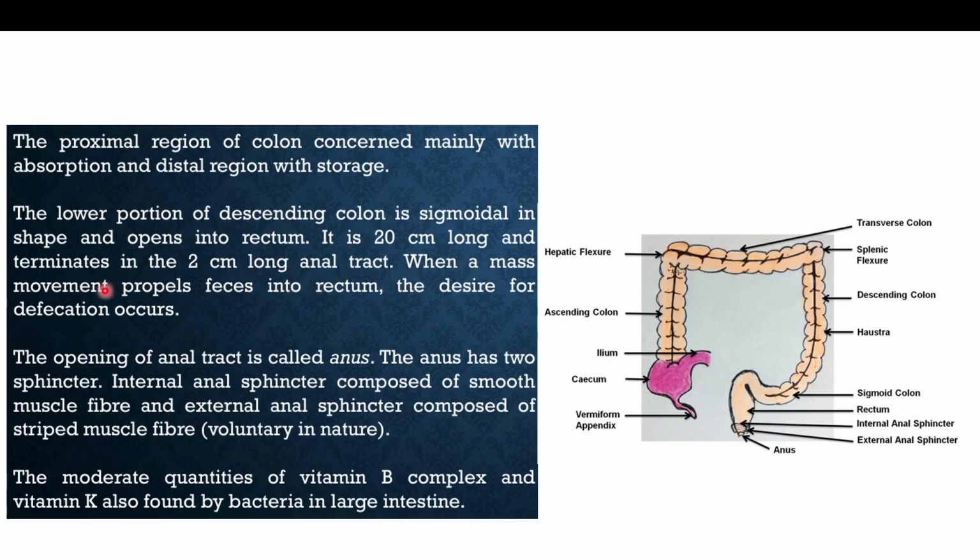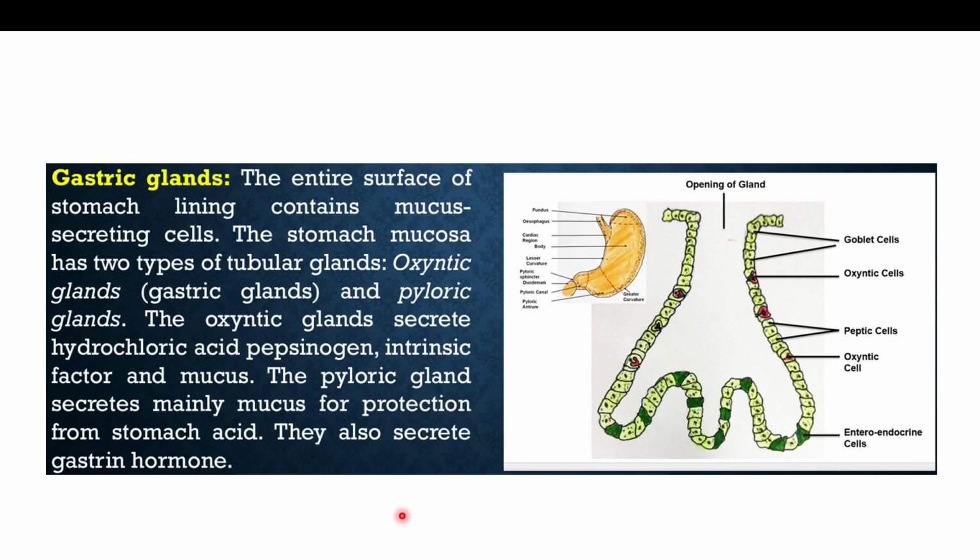When a mass movement propels feces into the rectum, the desire for defecation occurs. The opening of the anal tract is called the anus. The anus has two sphincters: the internal anal sphincter composed of smooth muscle fibers, and the external anal sphincter composed of striped muscle fibers, which are actually voluntary in nature. Moderate quantities of vitamin B complex and vitamin K, made by bacteria, are found here in the large intestine.